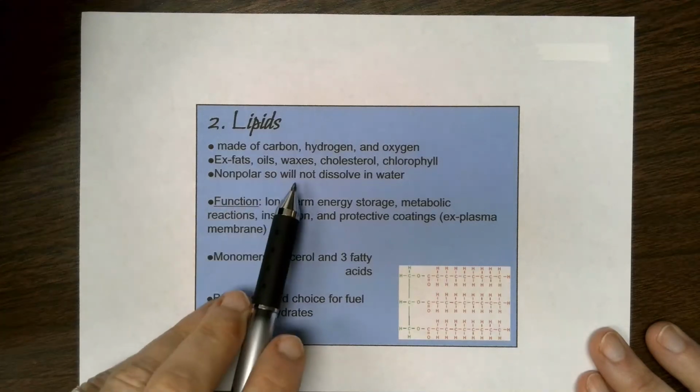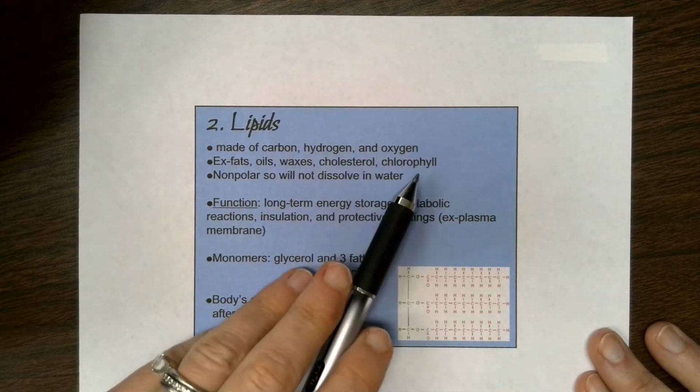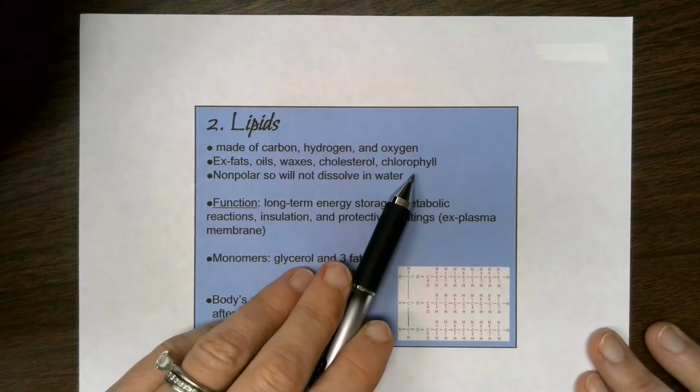Fats, oils, waxes, cholesterol is a lipid, chlorophyll is a lipid. This is going to be the molecule that we're going to see, and you might want to jot this down here, that's going to be present in the chloroplast. This is a pigment that's going to trap sunlight to drive the process of photosynthesis.